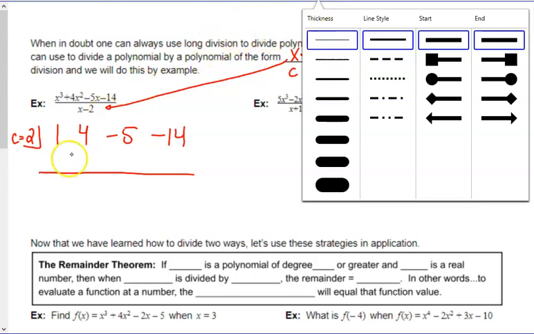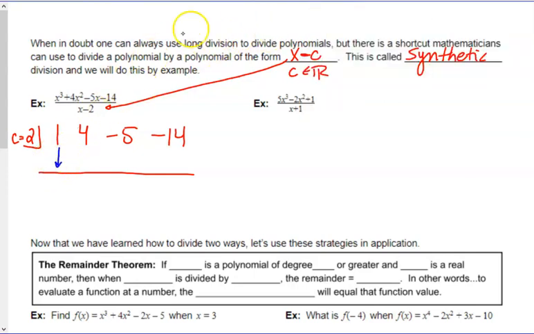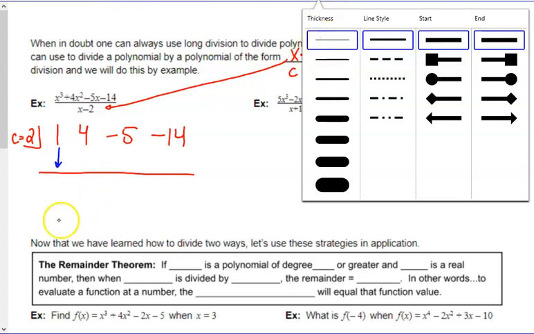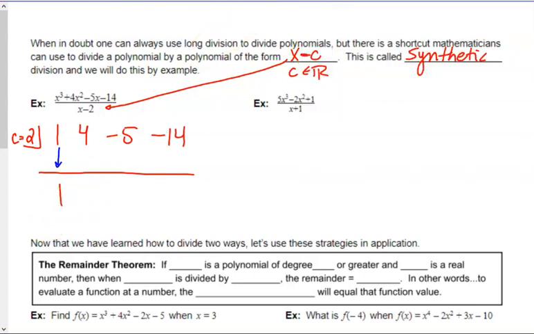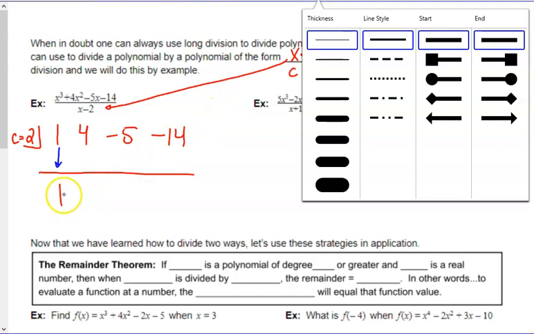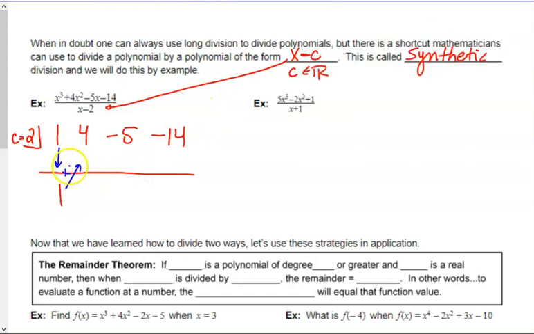Okay, let's see if I can do a different color here. Bring down this 1. Nothing changes in that sense, so I'm going to bring down the 1. Now, what I need to do here is multiply that 1 by c. So 1 times the c out front, which is 2. I'm going to multiply 1 times 2 to get 2.